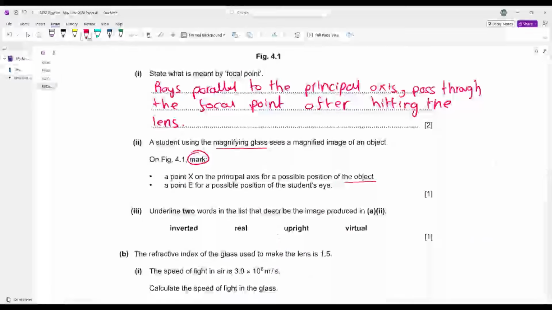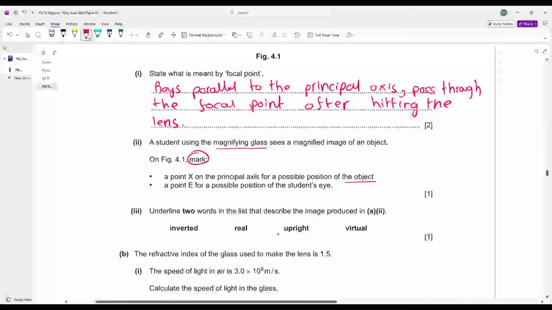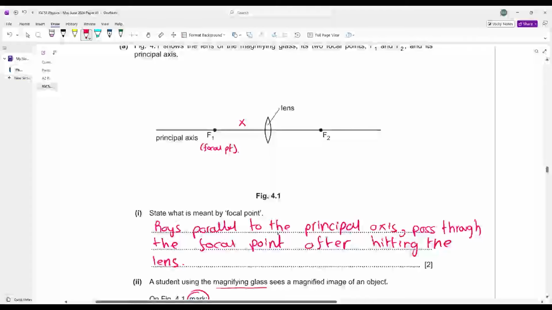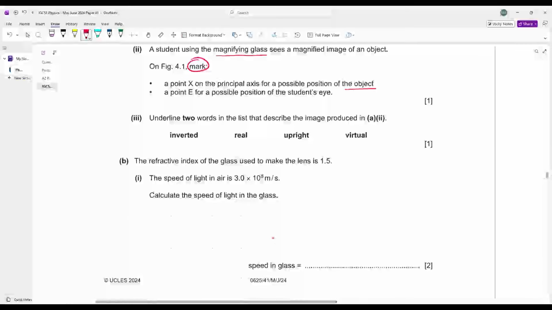परफेक्ट. A point E for a possible position for the student's eye. The student will view the image from the other side, maybe from here, this is your position E. Underline two words in the list that describe the image in A part 2.